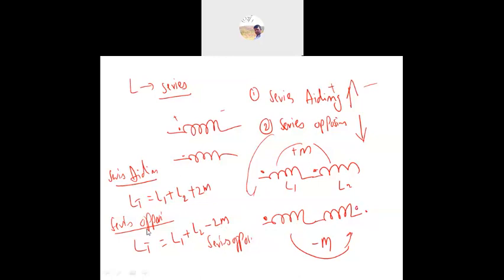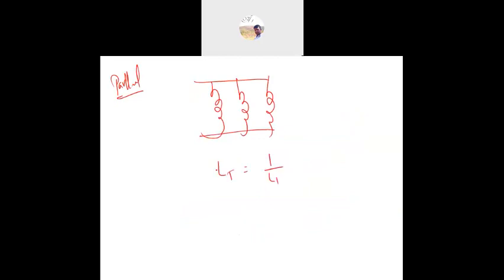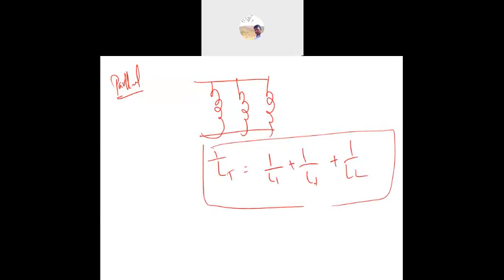If inductors are connected in parallel, there is no problem with the magnetic field, and it is the same as for resistance. So the total inductance is given by 1 by LT is equal to 1 by L1 plus 1 by L2 plus 1 by L3, like this. We can discuss in detail how the parallel connection formula came about, and the derivation, in a later section.